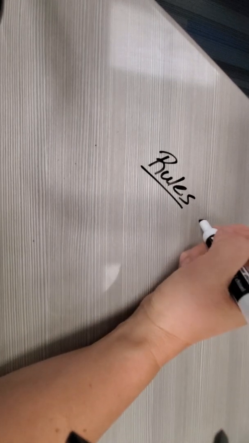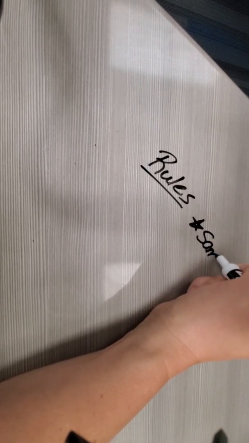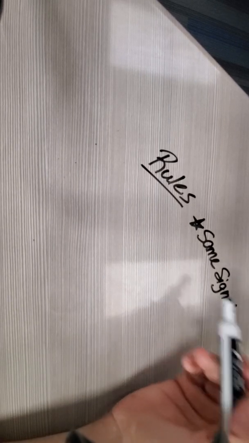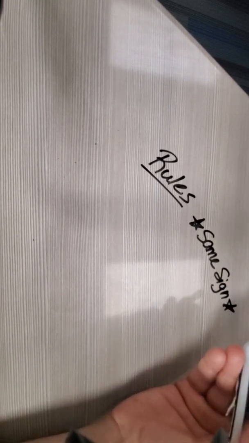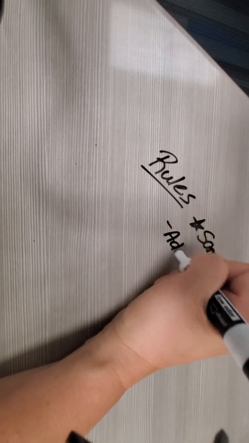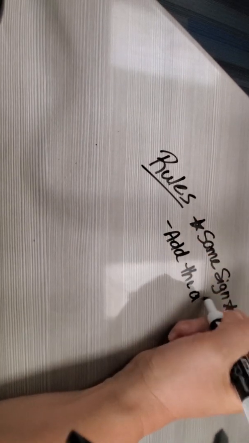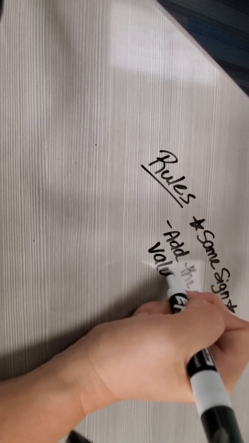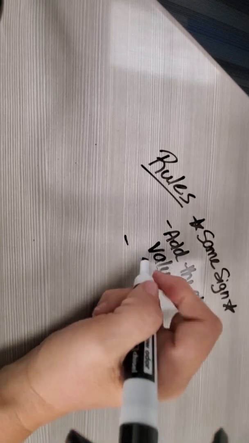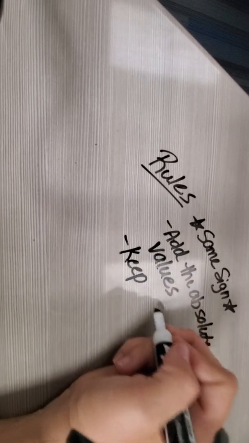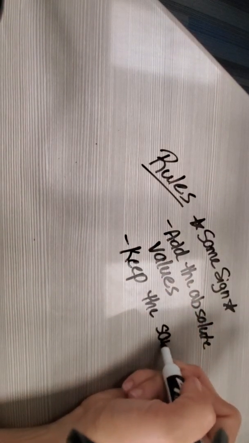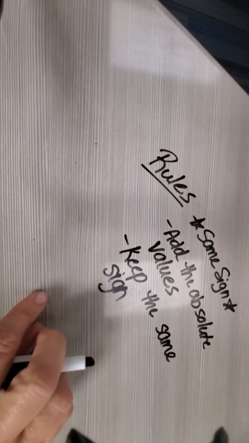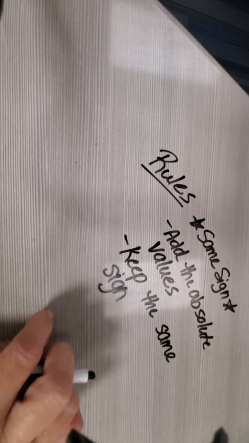The rules. If you have the same sign, so they're both positive or they're both negative, you are going to first add the absolute values, and then you're going to keep the same sign. Remember, these notes will be posted as a PDF as well, okay? So again, add the absolute values and then keep the same sign.